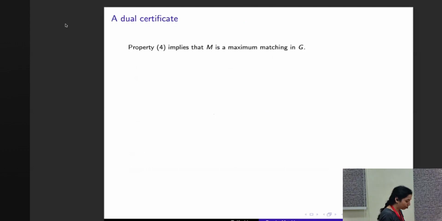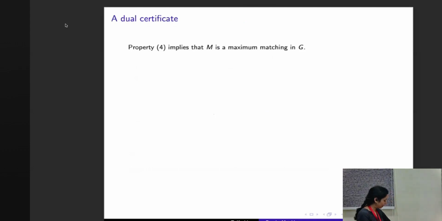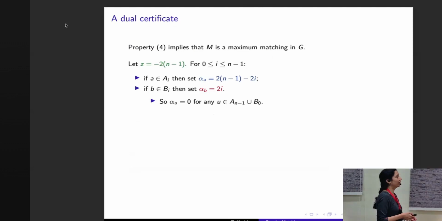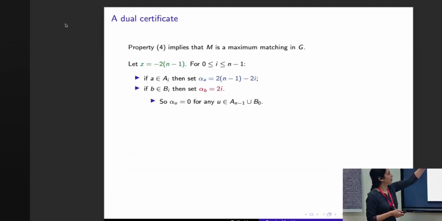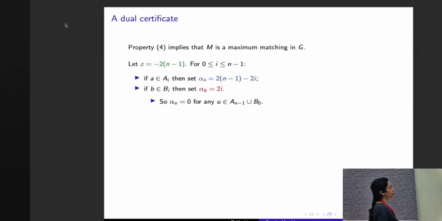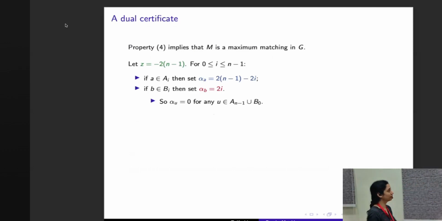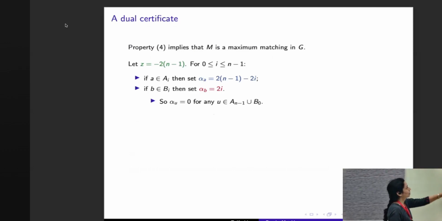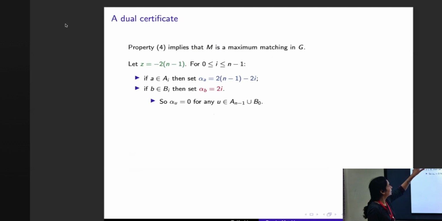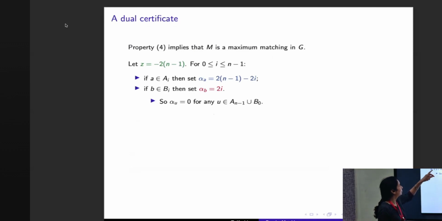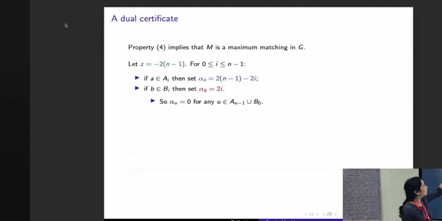So this property that there is no augmenting path with respect to our matching M implies M is a maximum cardinality matching in the given graph G. And we also need to show a dual feasible solution to prove all the properties that we wanted, that is a popular maximum matching. So let's set the values z and the alpha values as follows. Let z be unrestricted.